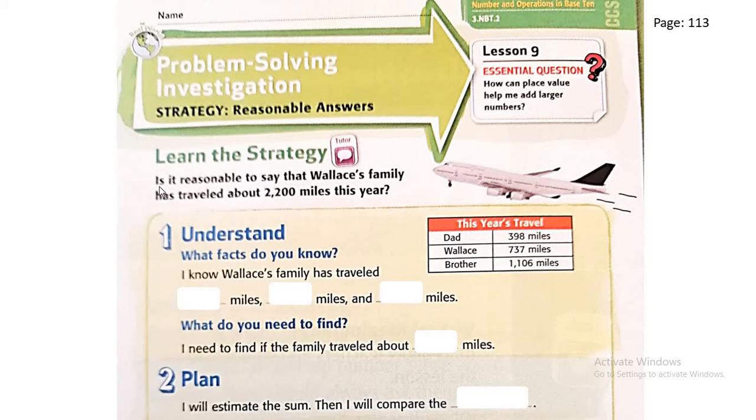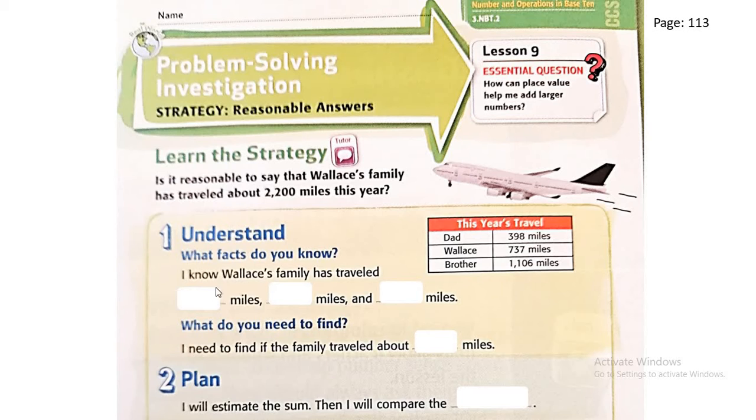Okay, and the question now is, is it reasonable to say that Wallace's family has traveled about 2,200 miles this year? How can we solve this question? We have to ask ourselves two questions. The first one is, what facts do you know from the question?